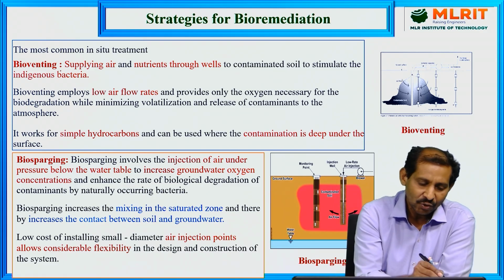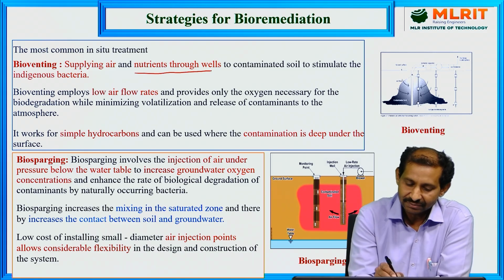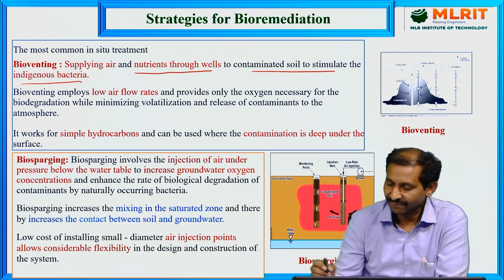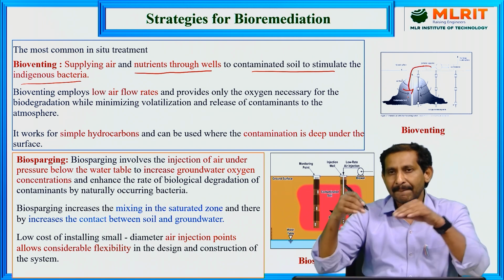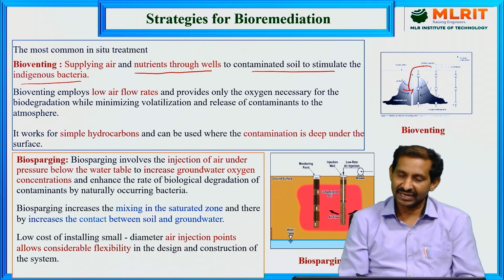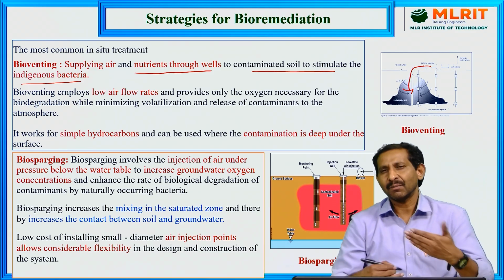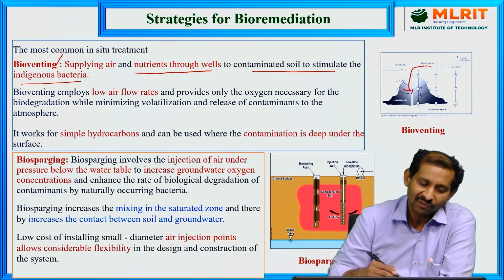Bioventing means simply supplying air and nutrients through wells to contaminated soil containing indigenous bacteria. For example, this diagram shows air and nutrients being pumped to the wells. When more air is pumped, more degradation takes place. That principle is involved in bioventing.